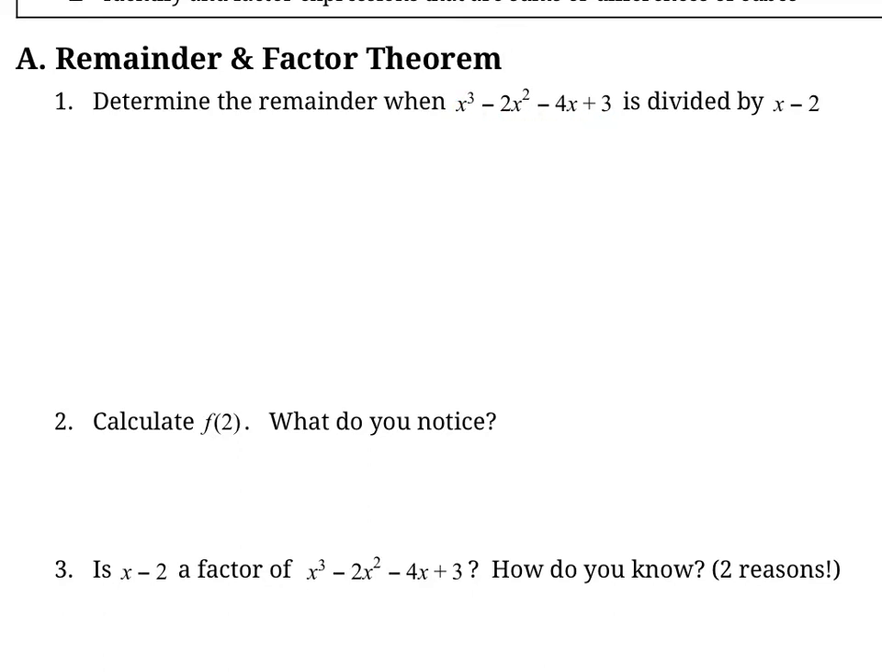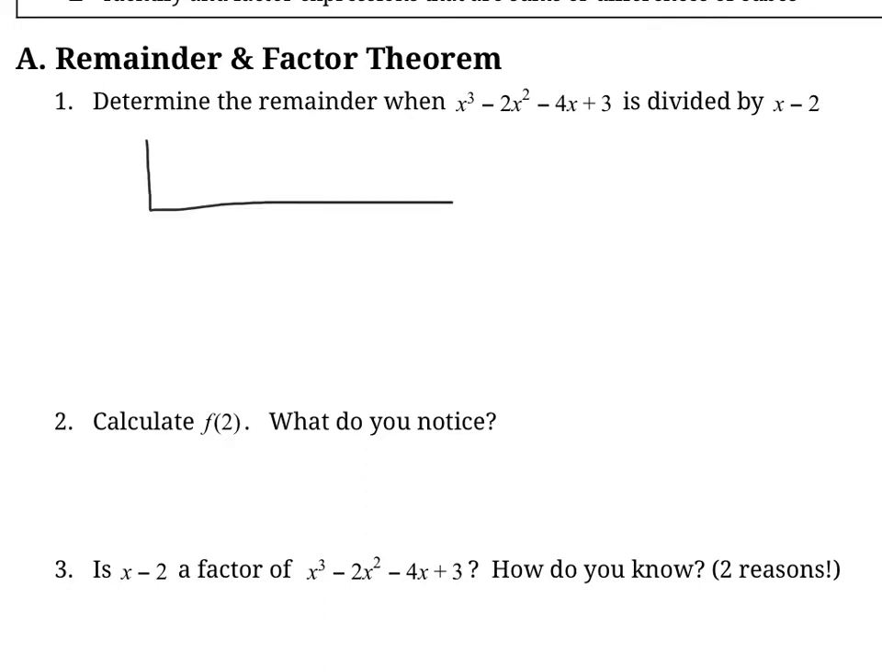So first, let's do a quick review exercise to determine the remainder when this, which is our dividend, is divided by this, which is our divisor. We know that if the remainder is 0, then this is in fact a factor. And if the remainder is not 0, then x minus 2 is not a factor. So quickly, using any method you like, whether it's long division or synthetic division, divide this into here. We can use synthetic division because our divisor is linear, so I'm going to use that.